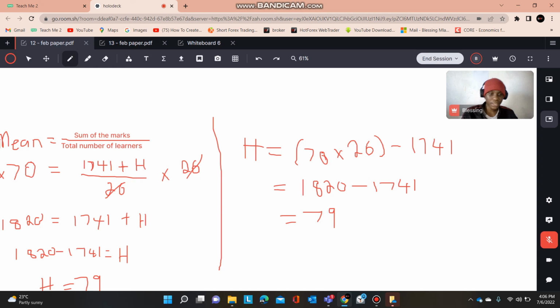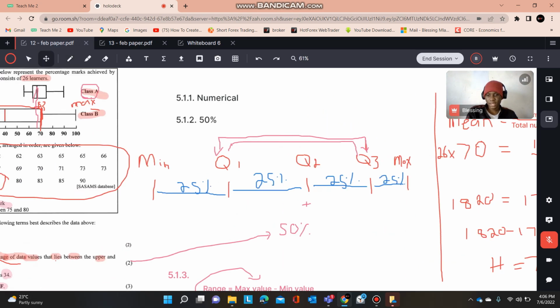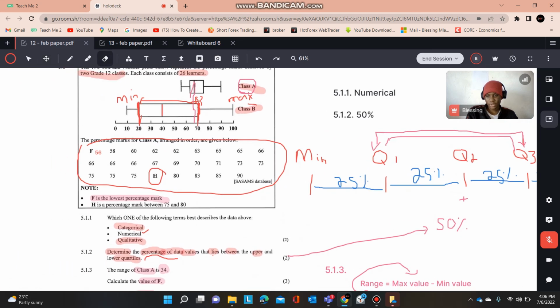So you can use this trick if they gave you a mean and a set of data values, and then you have one missing. What you can do, you can say that the missing value is equal to 70 times the number of data values, which is 26 in this case, 26 marks. So you say 70 times 26, and then you minus the sum of all those values you have except that variable, H. You add all those ones, and then you subtract it from this one over here, which is 1820, and then you get this 79 over here. We can just go and input 79 real quick over there and say, okay, now we have our H, and our H is 79.